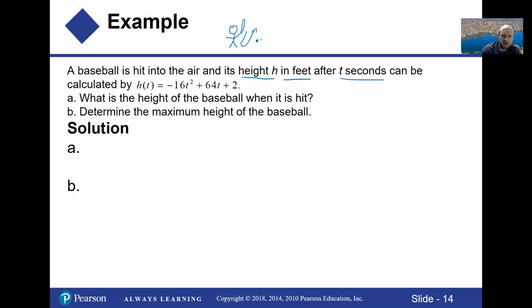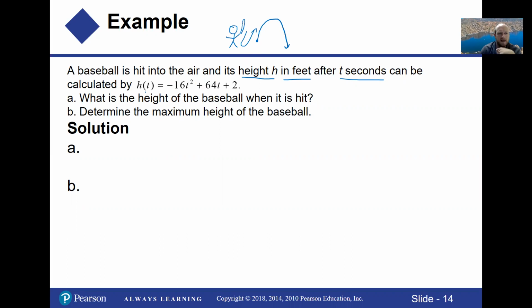Well, the ball is going to go up and then it eventually goes back down. That's going to form a quadratic, a parabola. The leading constant is negative because it's going to have that downward-facing shape. Well, we need to know the height of the baseball when it is hit, and how do we figure that out?